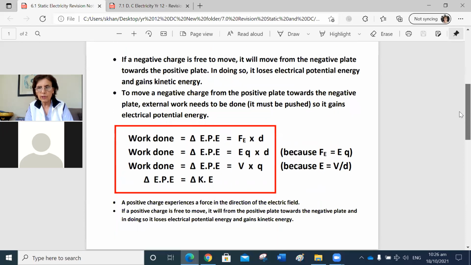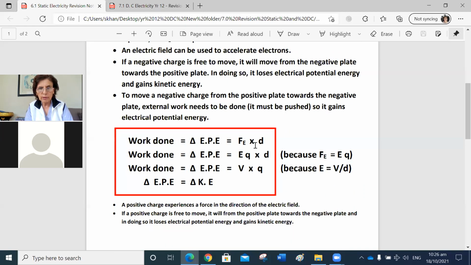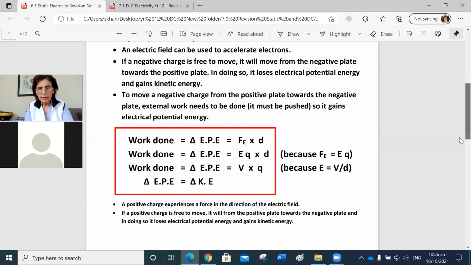So if you are asked what is the speed of an electron when it is released from here to there, you will calculate the electrical potential energy on this side of the plate. Then you will make it equal to the kinetic energy, and using half mv squared, you can calculate the speed. Read these notes also.